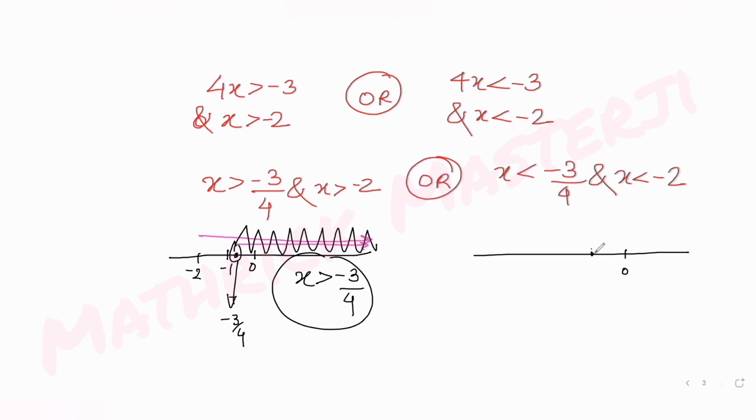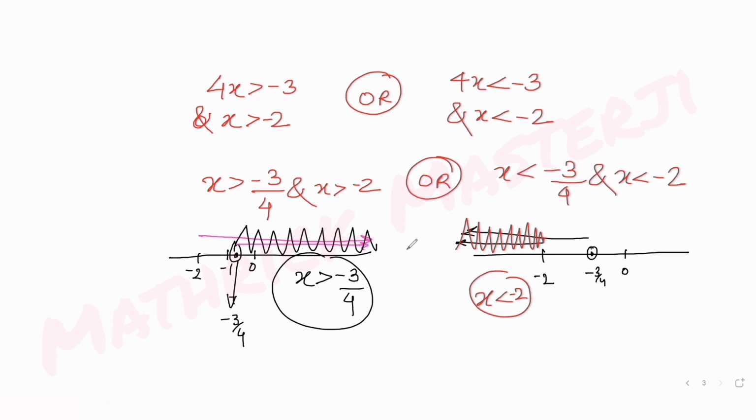So minus 3 by 4, if let's say it is here, it's lesser, meaning on the negative end. And x is also less than minus 2, so minus 2 is also on the negative end. Now if I see the common region here, I get the common region as x less than minus 2.